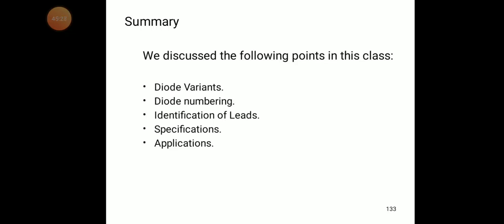After the junction properties, we discussed the different variants of diodes. What are the different diodes? PN junction diode, Zener diode, varactor diode, tunnel diode, and so many others. Next we discussed how to number diodes and how to identify them. After that we discussed the identification of leads of the PN junction diode.